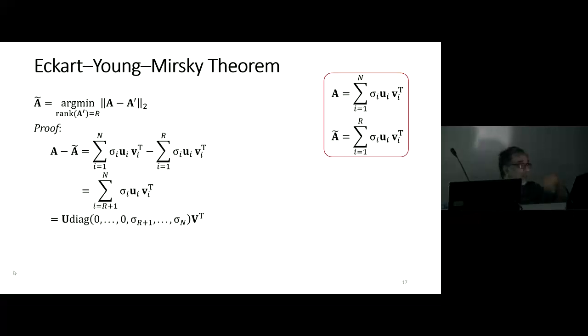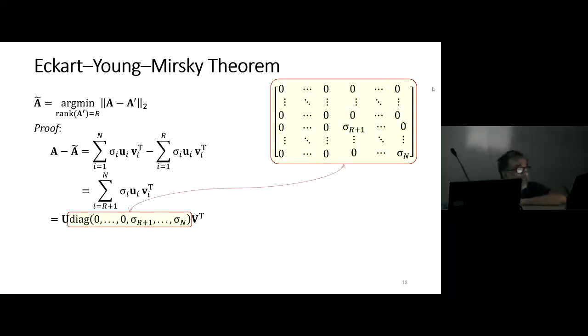So I can express this difference between A and A tilde as this. You see, I have the first r sigmas, I've zeroed them out. Okay, I've taken sigma r plus 1 until sigma n. So this is what the diagonal matrix looks like now. Okay, now what's the L2 norm of A minus A tilde?